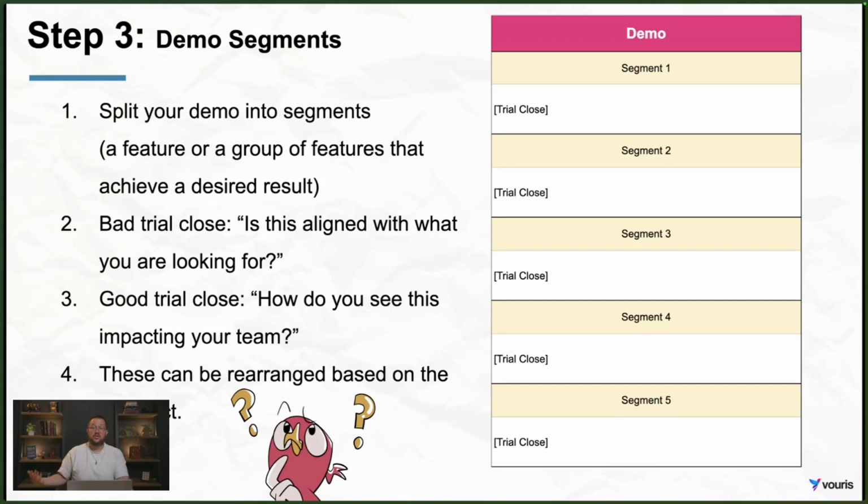These are the types of questions that you can ask. And then guess what? Tell me more about that. Oh, could you explain that a little differently for me? You can ask them questions and follow up and get them explaining what the world would look like if they had the feature or set of features that you just walked them through. That's a good trial close.